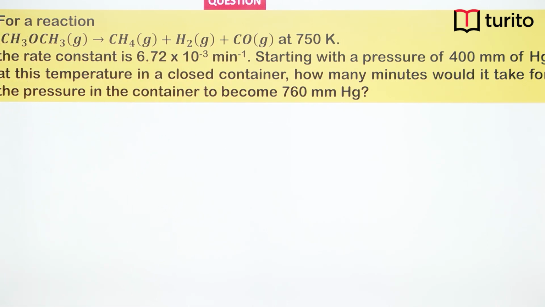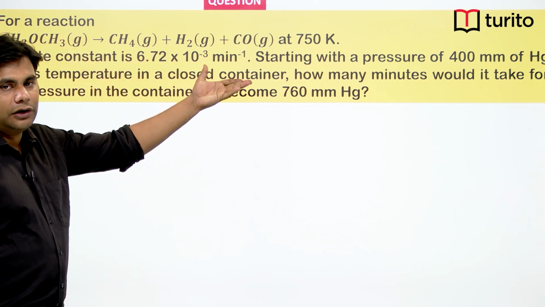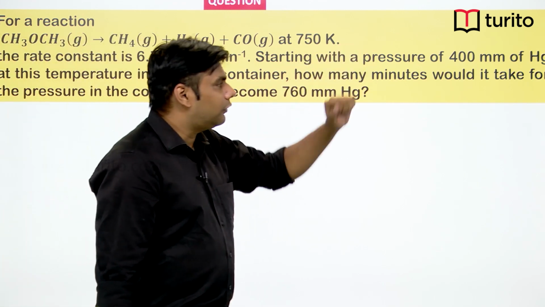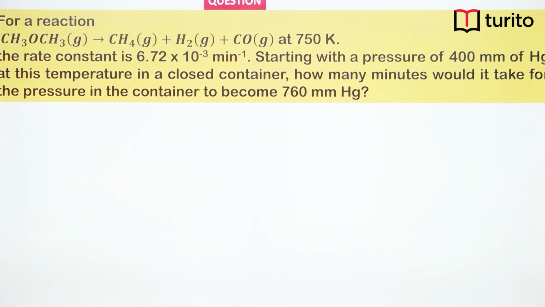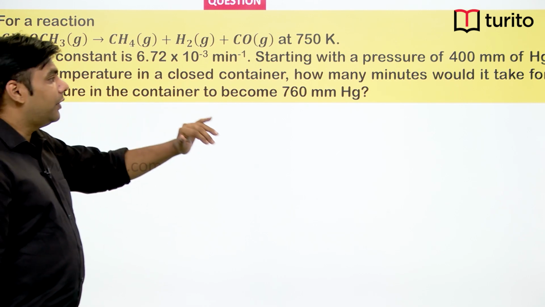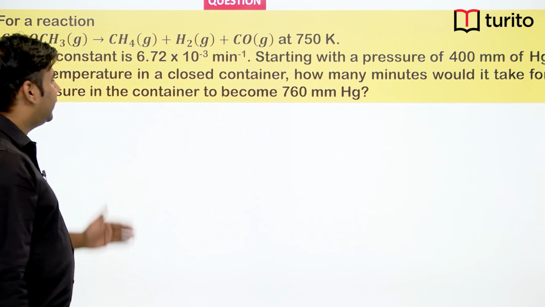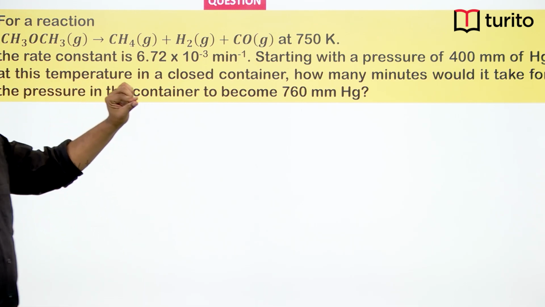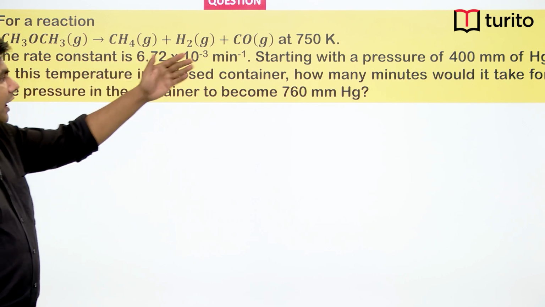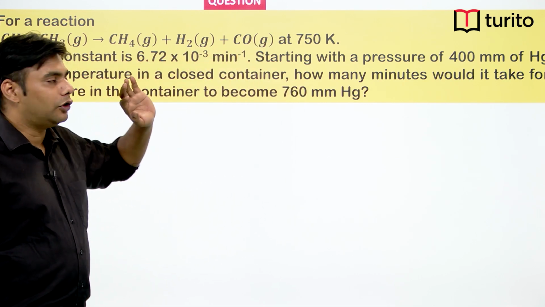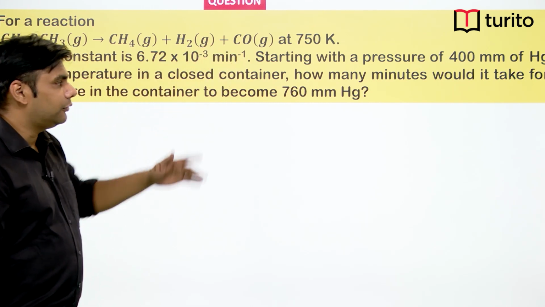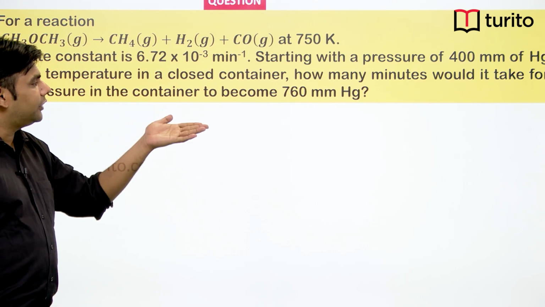So this says that this is decomposing at 750 Kelvin. The rate constant of this reaction has been given to us as 6.72 into 10 raised to minus 3 per minute, starting with a pressure of 400 mm of Hg at this temperature in a closed container. How many minutes would it take for the pressure in the container to become 760? So basically P naught has been given to you, because starting pressure has been mentioned, that is the pressure of pure dimethyl ether. How many minutes would it take for the total pressure to become 760?